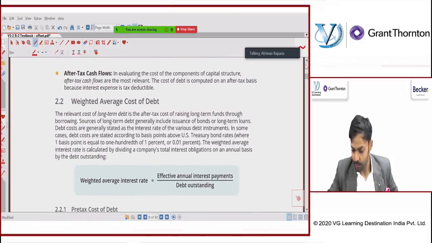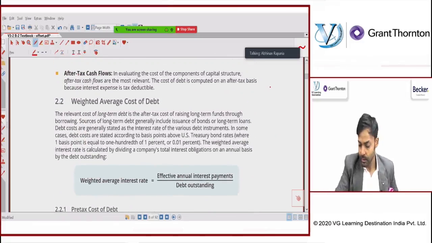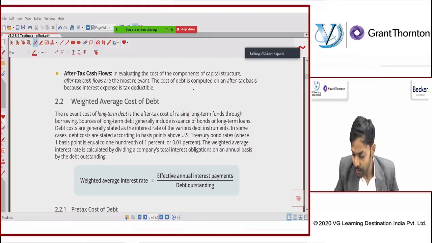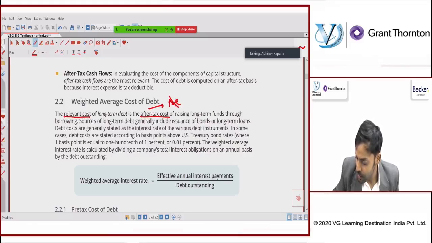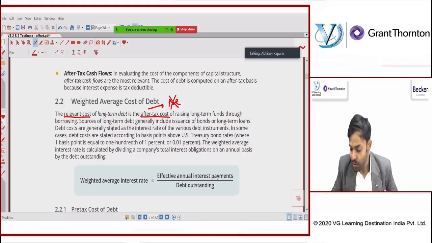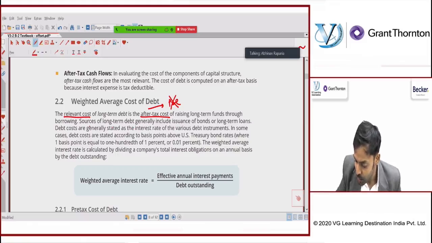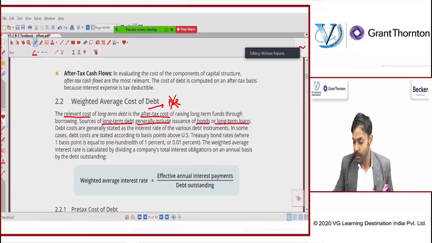So let's come to this page, the weighted average cost of debt, 2.2. Let's read this. The relevant cost of the long-term debt is the after-tax cost of raising the long-term funds through borrowings. So the relevant cost is the after-tax, not the pre-tax. The sources of long-term funds generally include bonds and long-term loans.